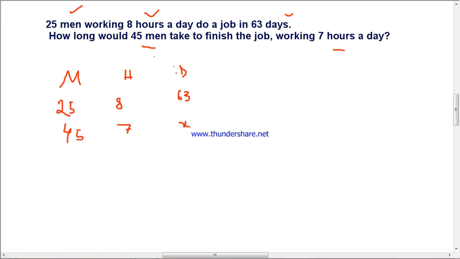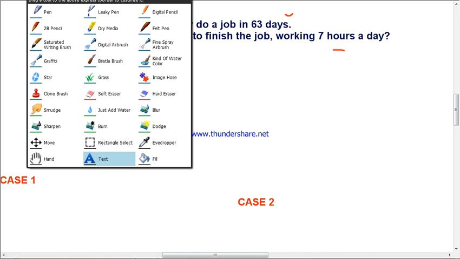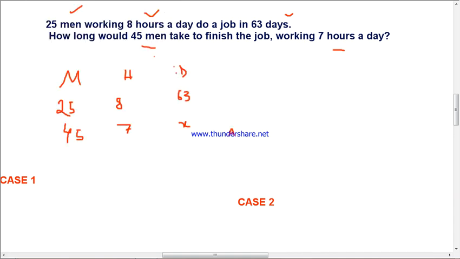That would be x. Okay, again after this you'll write case 1, which I'll keep right at the side, and then another case 2, keep it just below over here. Okay, then the last one, equation.